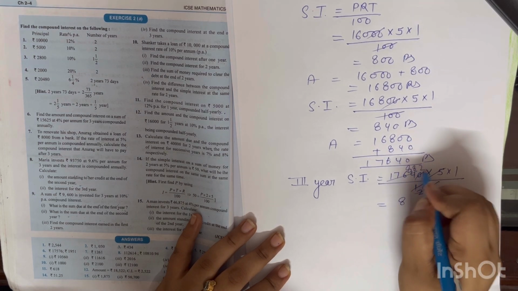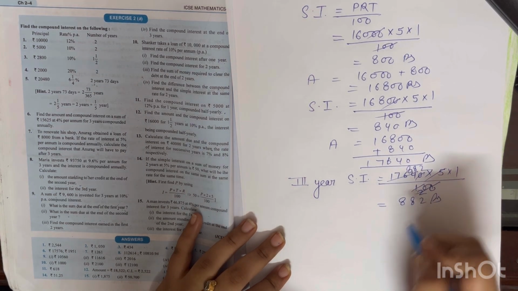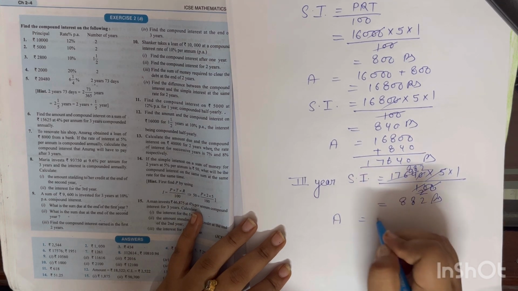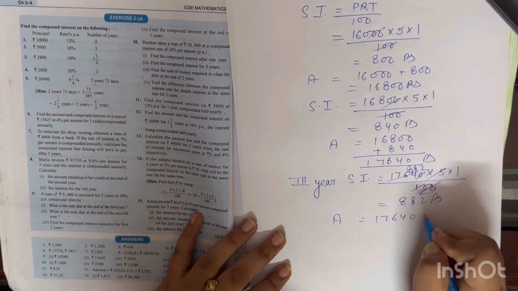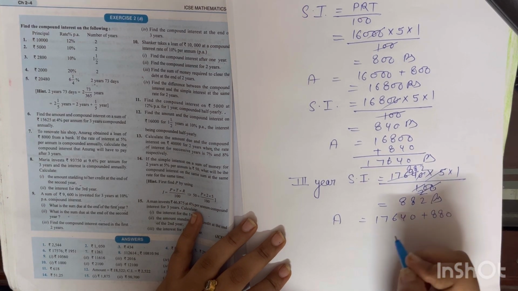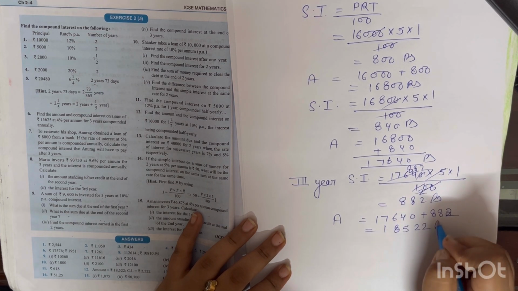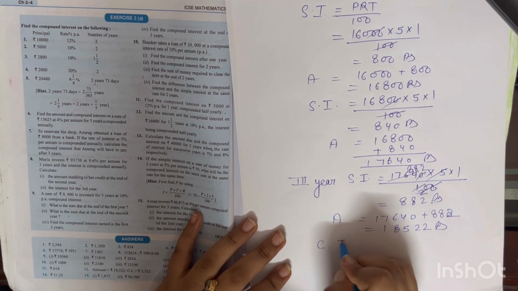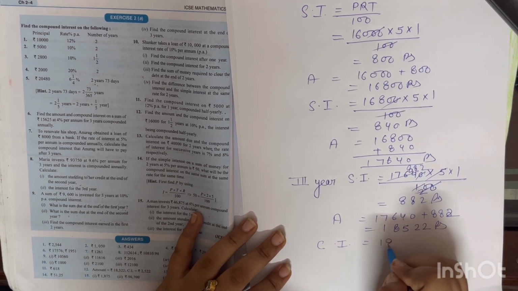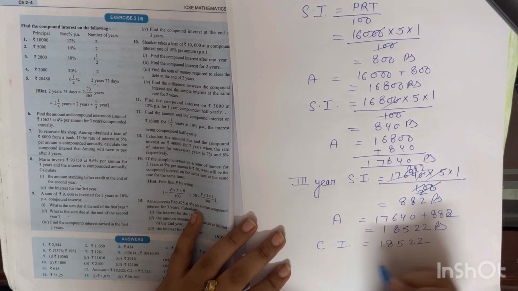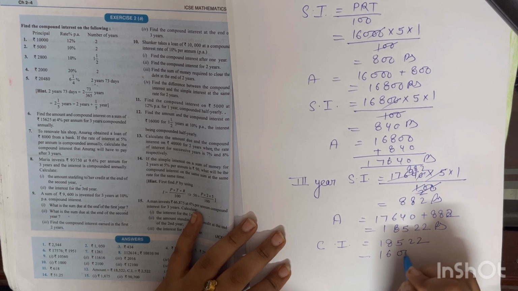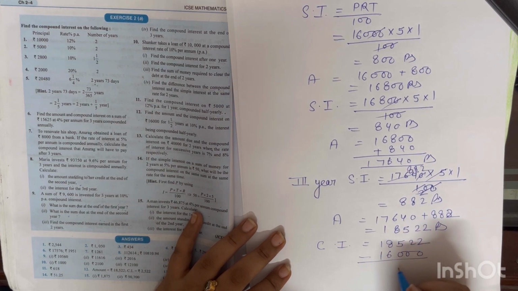Now third year amount will be 17,640 plus 882, it will be 18,522 rupees. Now the compound interest will be 18,522 minus 16,000, it will be 2,522 rupees. Answer.